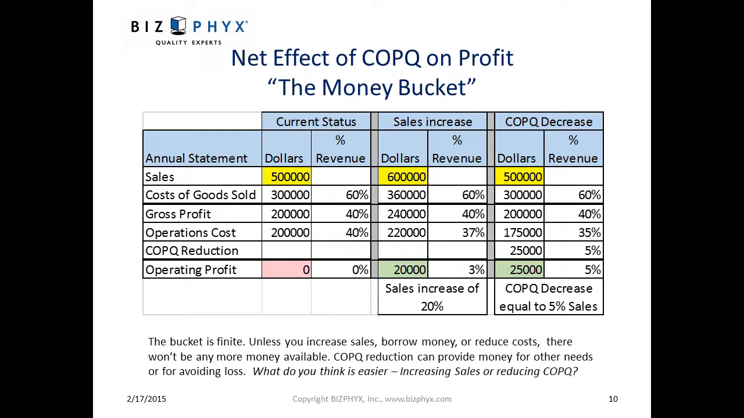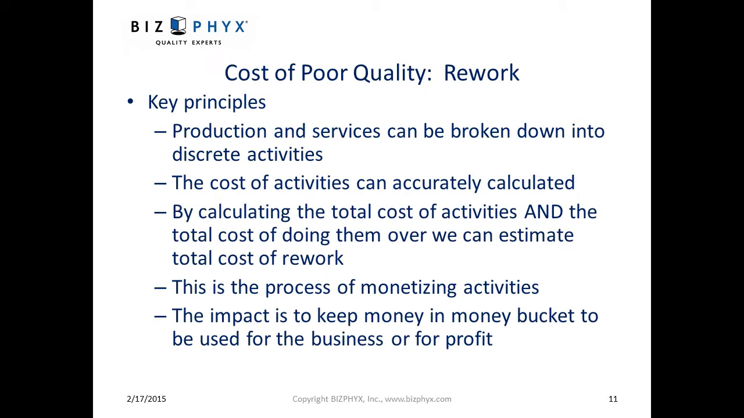How would we actually do this? Well, there are some principles for addressing rework, for example, and cost of poor quality. First of all, you need to know your operations. You can take your production and services and break them down into discrete activities. And this applies to hardware, software, or services. You all have activities. We can look at them. We can list those activities.